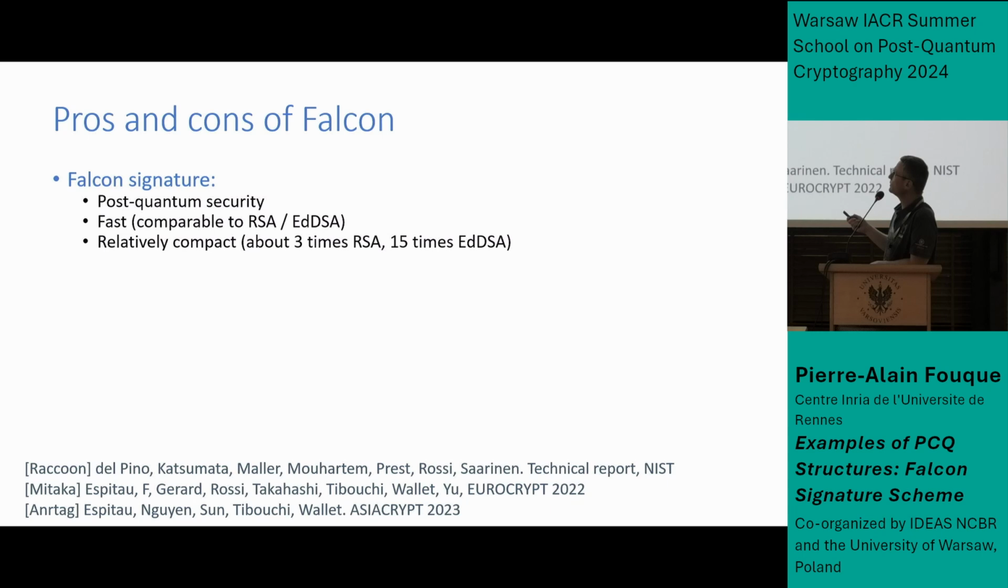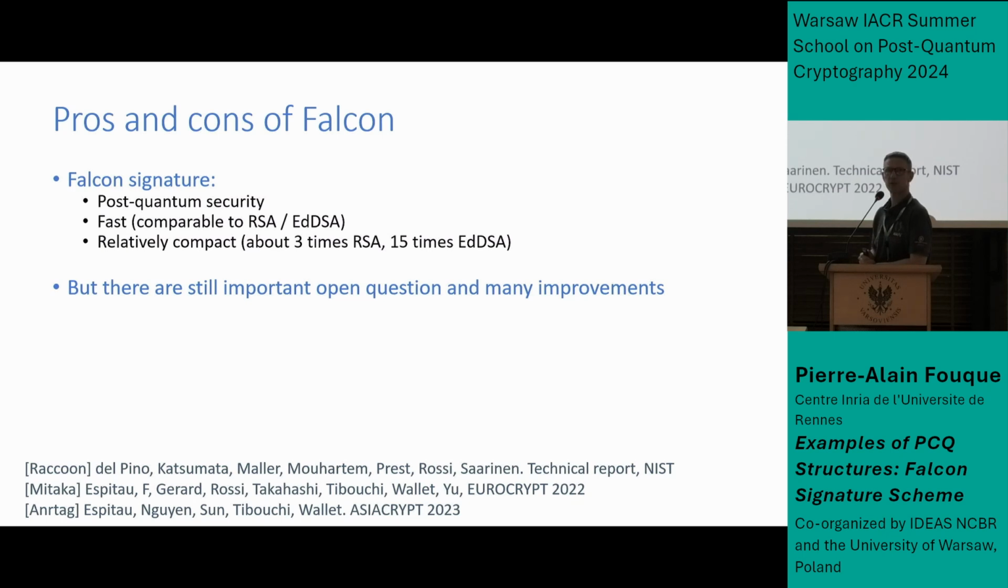Okay, so let me just conclude by giving you some advantages and disadvantages of Falcon. This is a post-quantum secure scheme. The security and the efficiency are competitive with RSA and EdDSA. I agree that the size of the signature and public key is larger. However, if you compare with RSA, it is not too large. It's larger than for elliptic curves. But I think Falcon is a very interesting scheme because there are still many open questions to solve to make it a little bit more efficient.